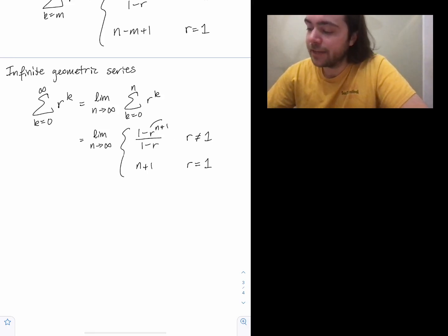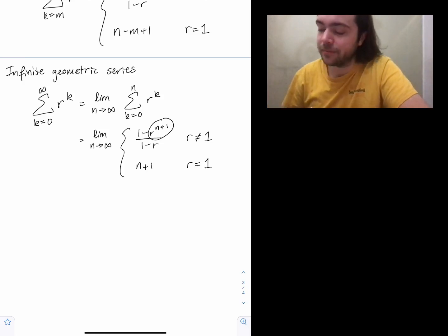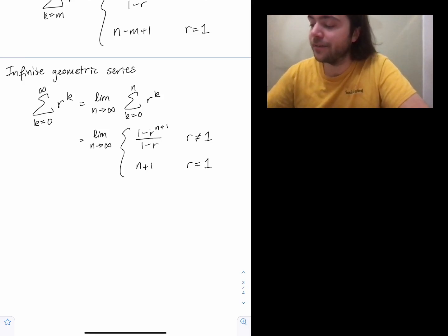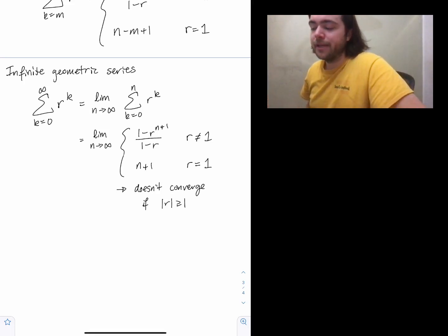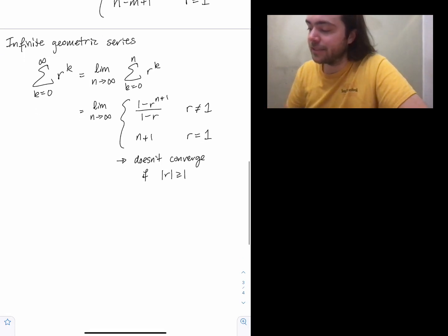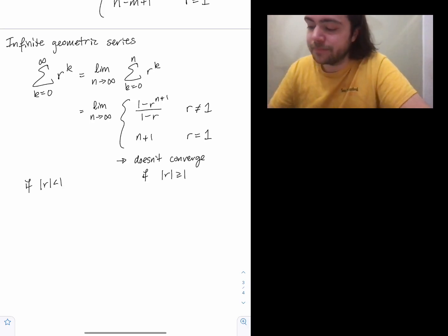And if r is negative, then this is going to be getting larger and larger in magnitude with each subsequent power. And it's just going to be flip-flopping between being positive and negative, but growing all the time. So that's not going to converge either. So all in all, by whatever way you want to think about it, this does not converge if the magnitude of r is greater than or equal to 1. We just went through all those cases. Definitely doesn't converge there. But what about if the magnitude of r is less than 1?